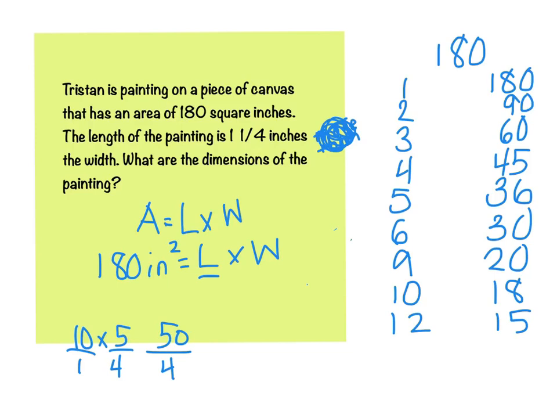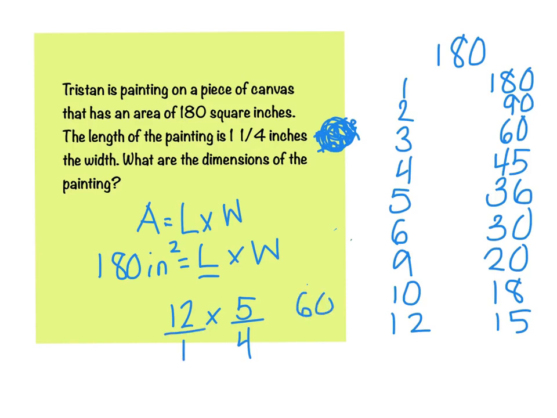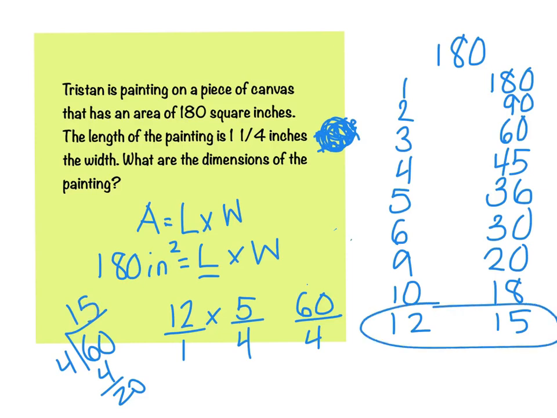I'm going to try 12 and 15. So I'm going to multiply 12 times 1 1/4, which was 5/4, and see if I get 15. So I'm going to put 12 over 1. 12 times 5 is 60. 1 times 4 is 4. And 60 divided by 4. 4 goes into 6 one time. And look what I get. I get 15. So 12 and 15 were my correct guesses.